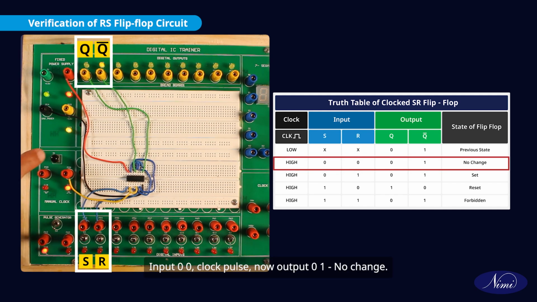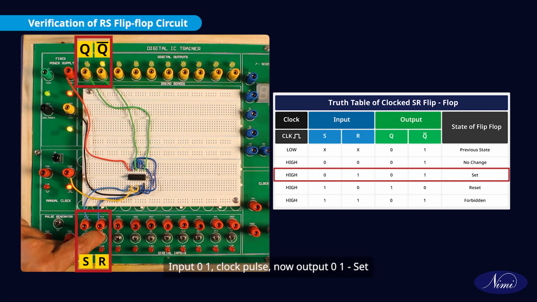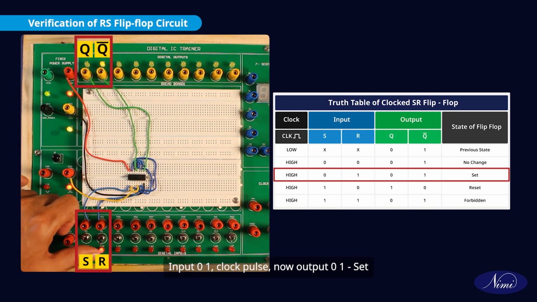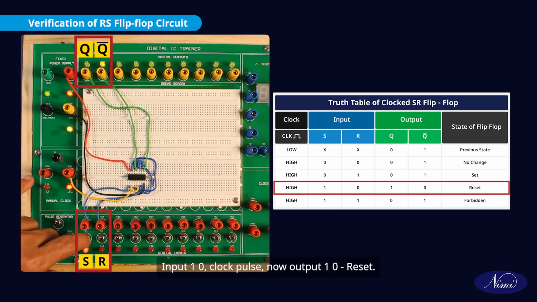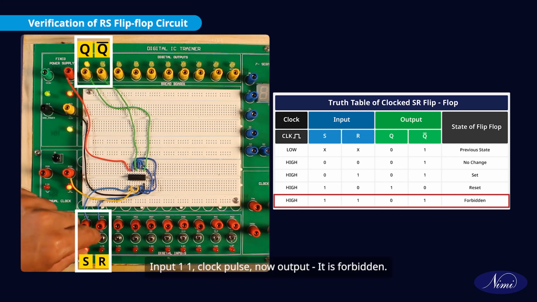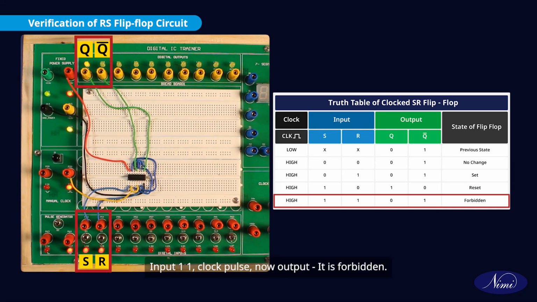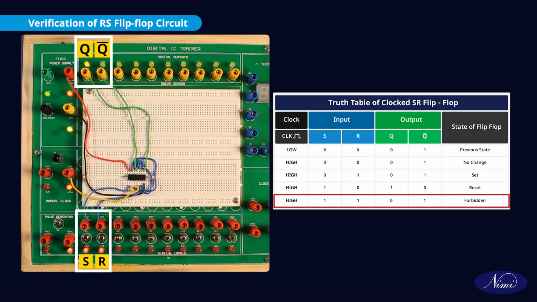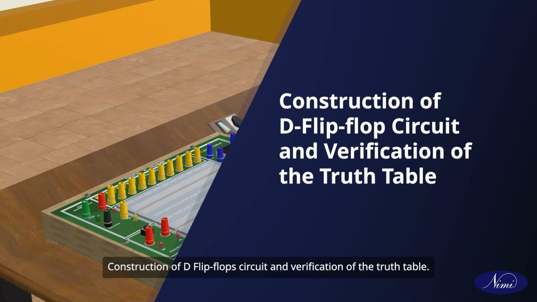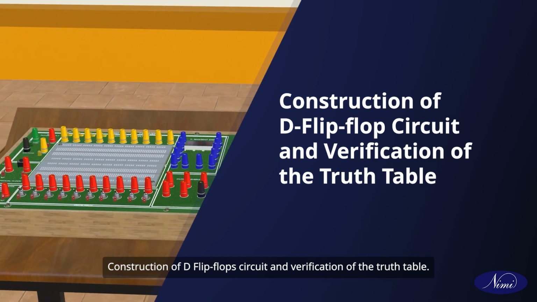Input 0, 0, clock pulse, now output 0, 1, no change. Input 0, 1, clock pulse, now output 0, 1, set. Input 1, 0, clock pulse, now output 1, 0, reset. Input 1, 1, clock pulse, now output, it is forbidden. Thus, we have constructed and tested the RS flip-flop using IC74HC00.